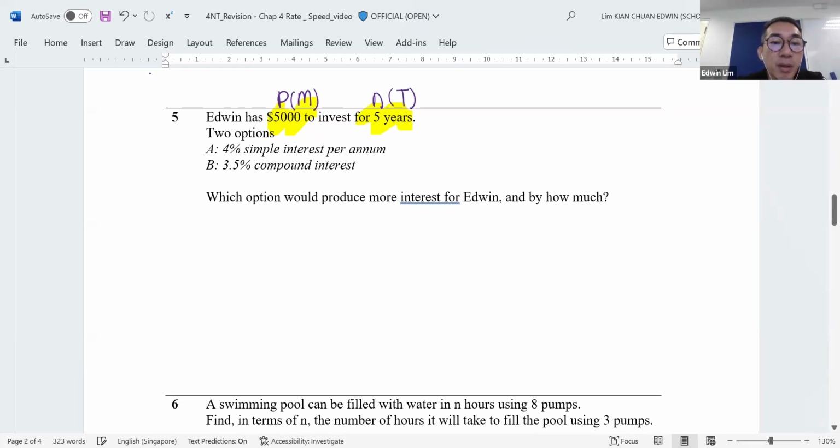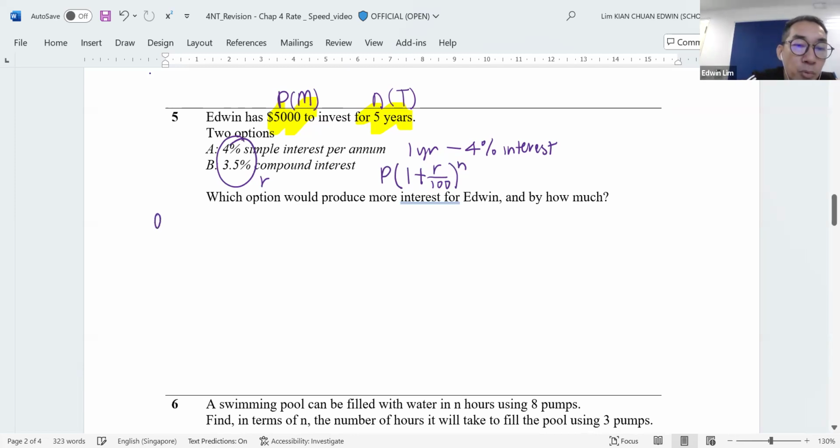Two options. Option A is given as 4% simple interest per annum, meaning for 1 year, I will get 4% interest. Option B is 3.5% compound interest. For this, straight away, I can look for this formula: P(1 + R/100)^N. By the way, the percentage here is what we call R. Which option actually produces more interest for Edwin and by how much?